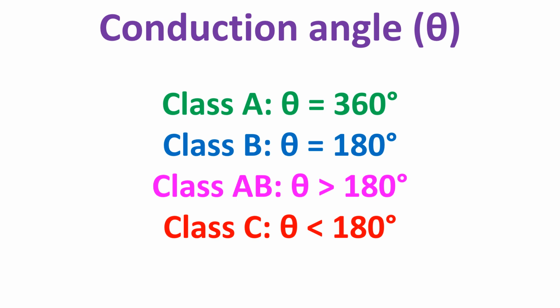Class A amplifier conducts through the entire period of the signal and has a conduction angle of 360 degrees. Class B amplifiers conduct only for half of the input period and have a conduction angle of 180 degrees. Conduction angle of Class C amplifier is less than half that of the input period and is less than 180 degrees.